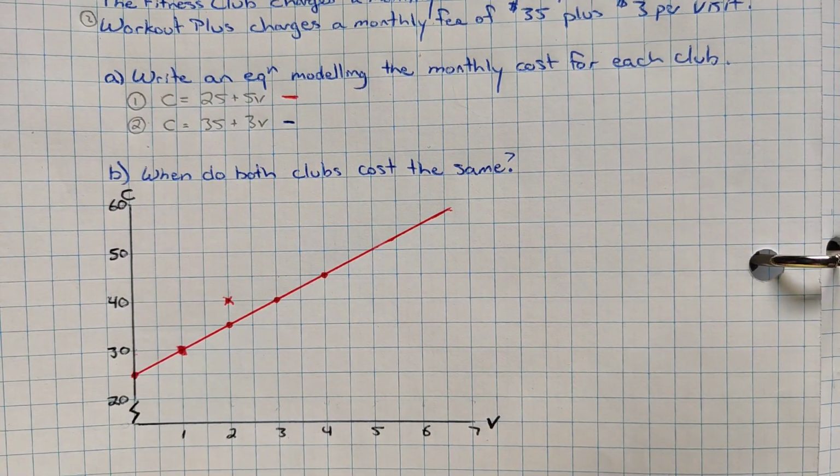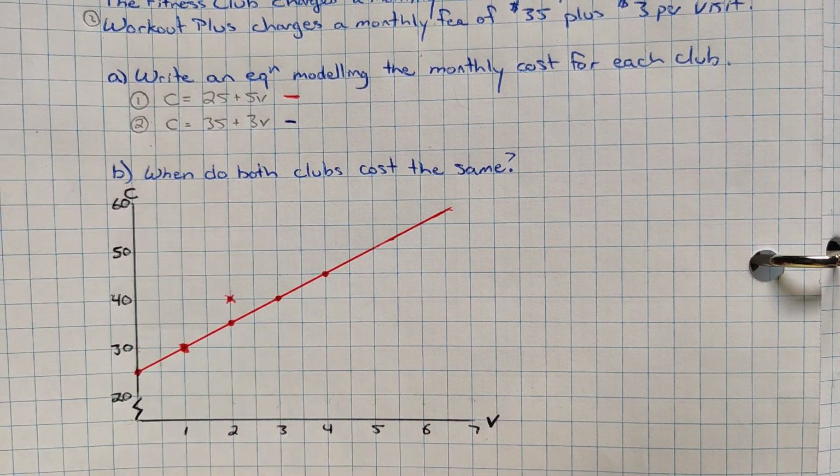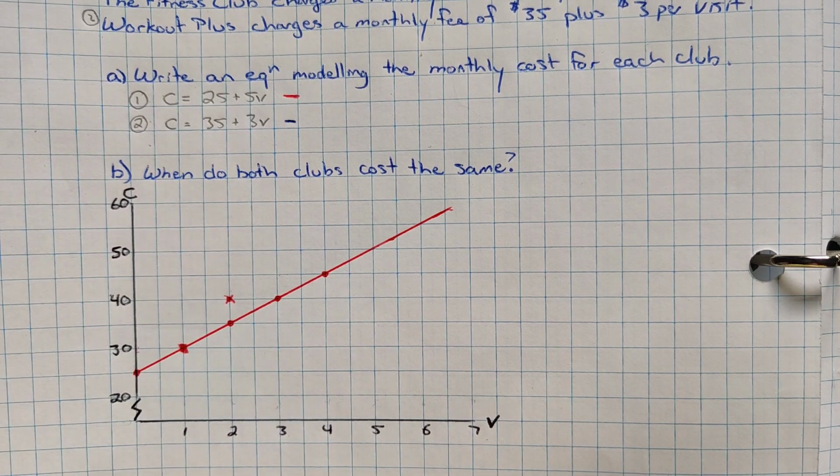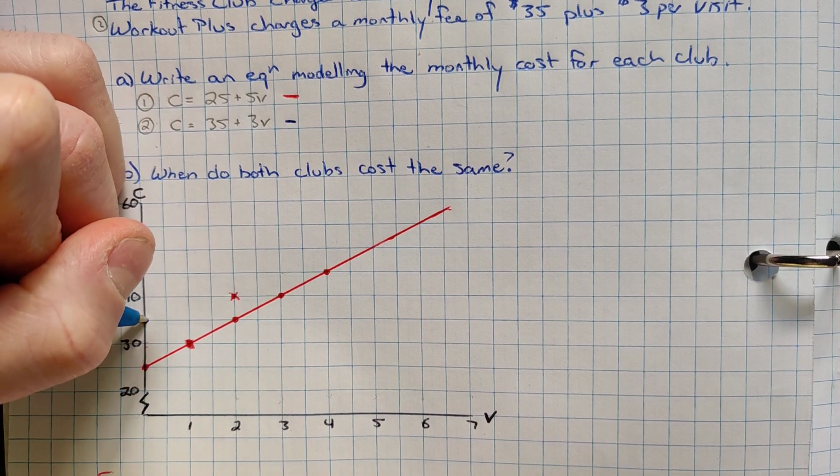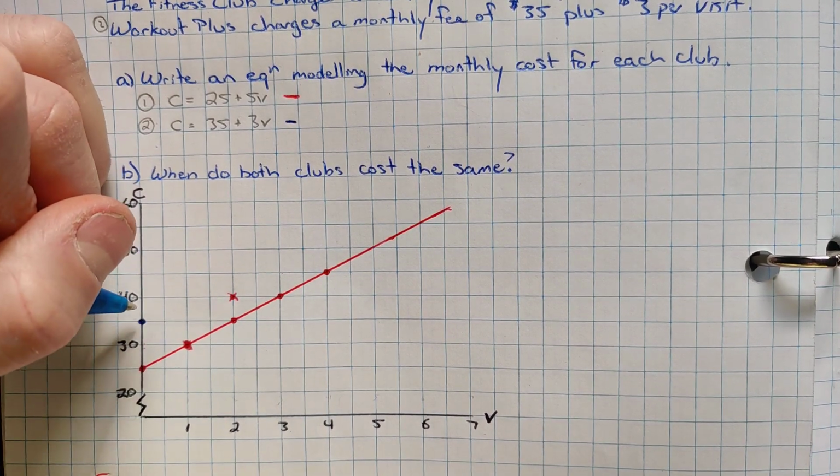And again, if you're using things like pen and that, you can just put an X through. If you're using pencil, you can erase it. In the case of the next line, 35 and then 3 is our slope. So we'll start at 35. Now we're going to go up 3 and over 1.